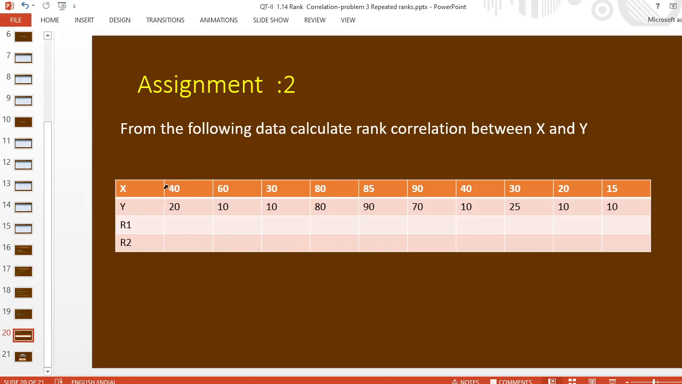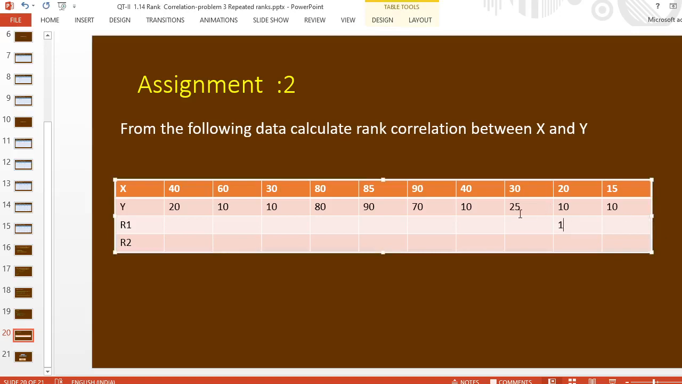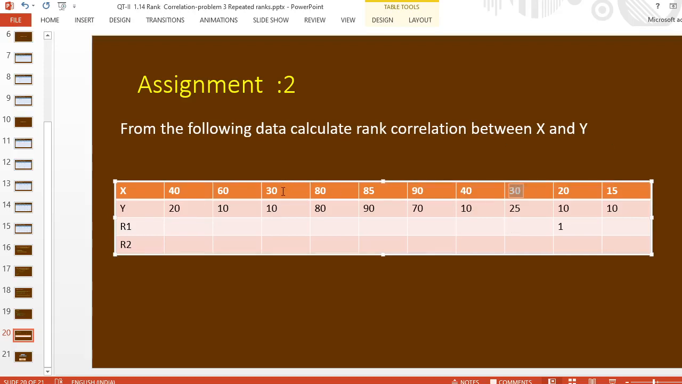So as far as the rank 1 for X series, here the least number is 20. I'll allot 1, and the next number is 30. So I should allot 2. But here you can see 31s and 32s. So I have to allot rank 2 and 3. So I'll consider the average rank. So 2 and 3, that means 2 plus 3 divided by 2. That means here 2.5 and here 2.5. So I can't give the rank 3 for the next number 40.